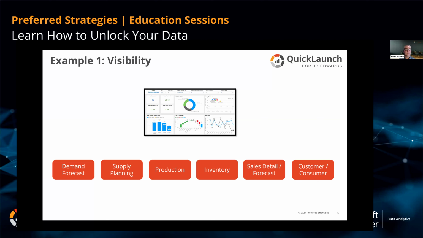Sales detail and the related forecast, what did that look like? That got us into understanding allocations, understanding customer demand by customer group. We had key customers that we had contractual obligations to fulfill. What did that look like? What does that mean in terms of on time and in full?